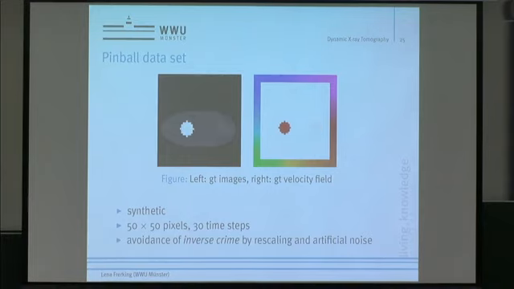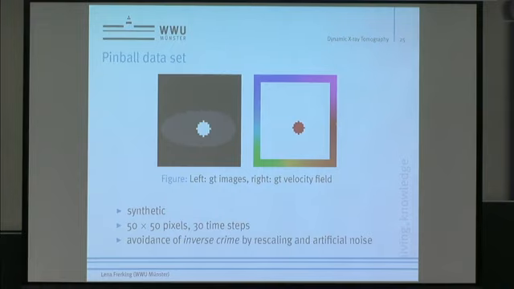As you can see, in this case there's just a white ball which is moving inside of a medium valued ellipse from the left side of the image to the right side of the image. And this image here on the right side is the ground truth velocity field. So you see there's just a red ball, and red in this case simply means a movement to the right side of the image. And for this data set, we considered 30 consecutive time steps.